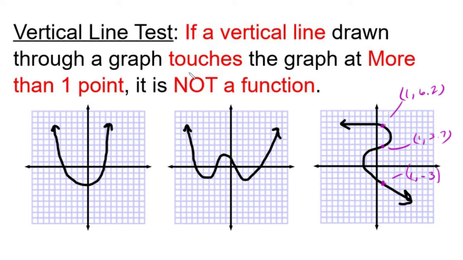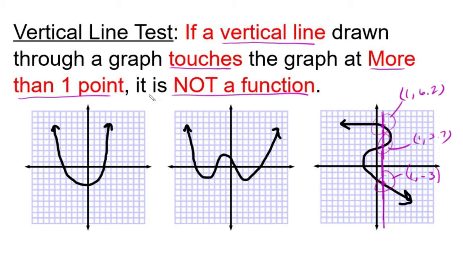This is what creates the vertical line test to check if something is a function. If a vertical line drawn through a graph touches the graph at more than one point, it is not a function. So if I were to draw a vertical line here, it touches the graph here, here, and here. That means this graph is not a function. Whatever this equation is, it's not a function. This vertical line test is very handy, and it is something you should see visually, with your eyes, and imagine the vertical lines.